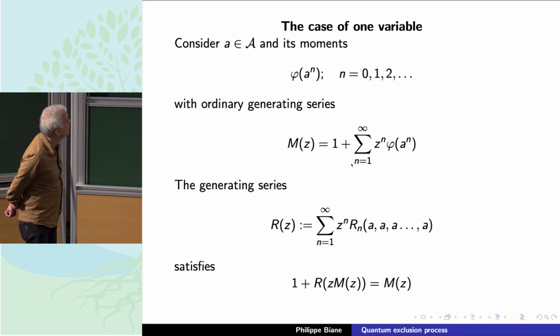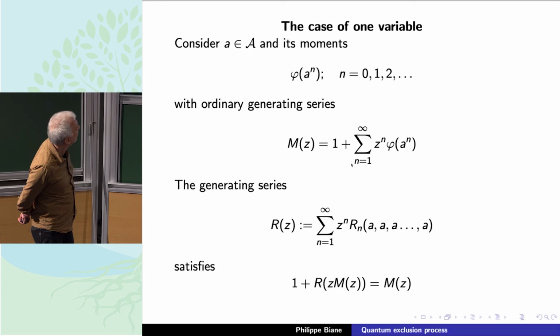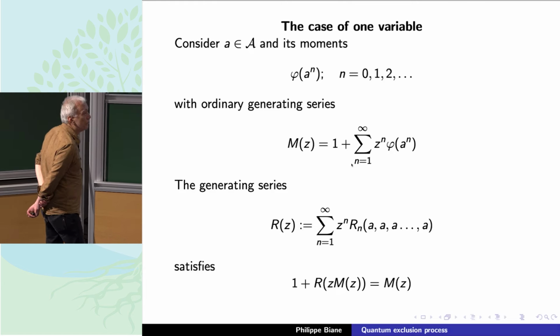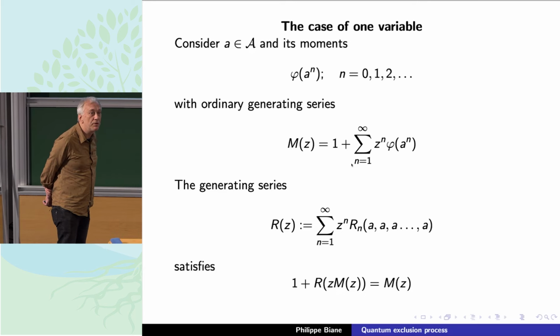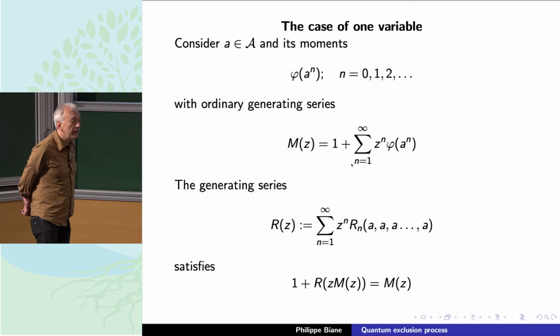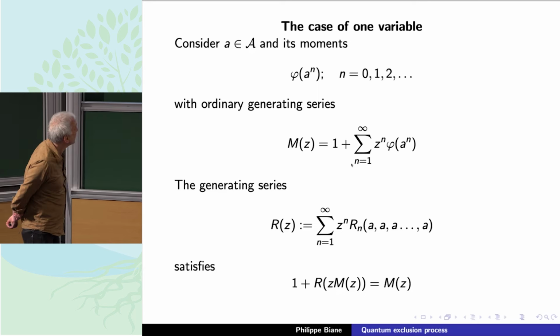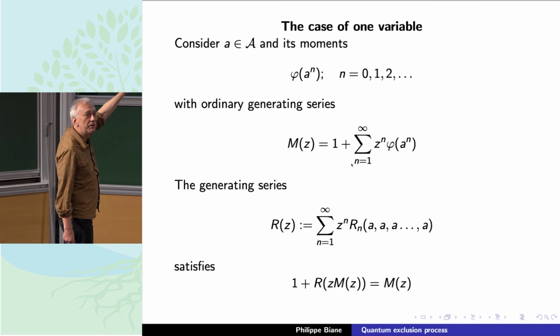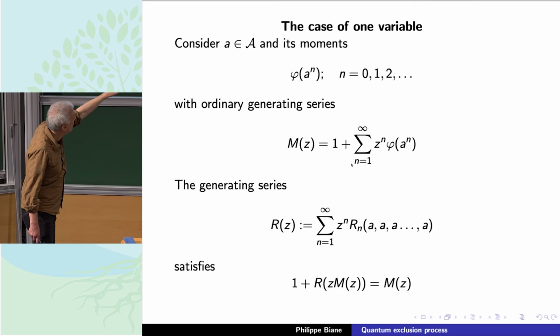Now let me give an example which will be used in the sequel. Take an element A in the algebra and look at its moments. The moments are just phi evaluated on the monomials in A, phi of A^n, like the moments of a random variable, and look at their ordinary generating series. When I was looking at cumulants, I was looking at the exponential generating series, which is the Laplace transform. Now I'm looking at this ordinary generating series.